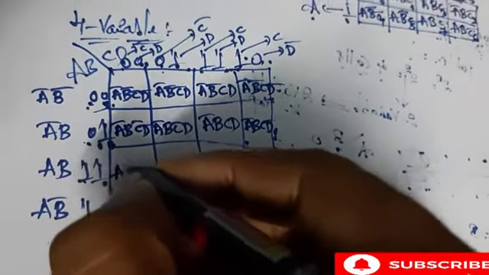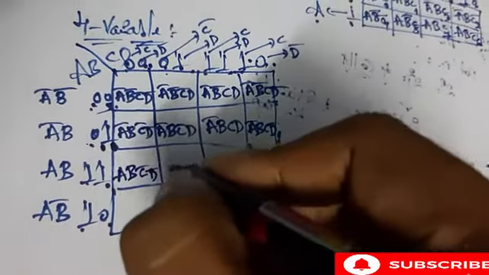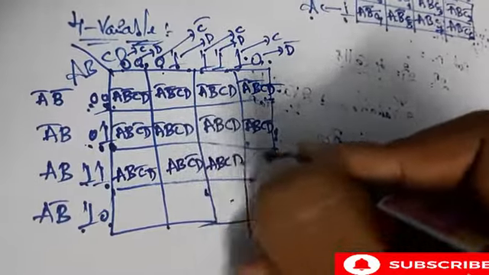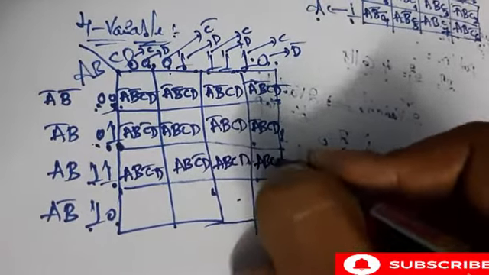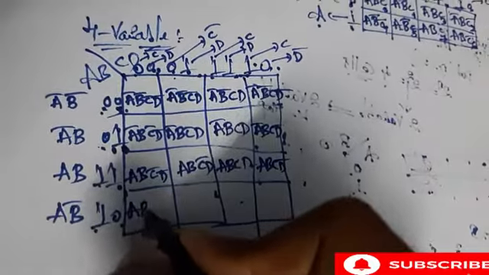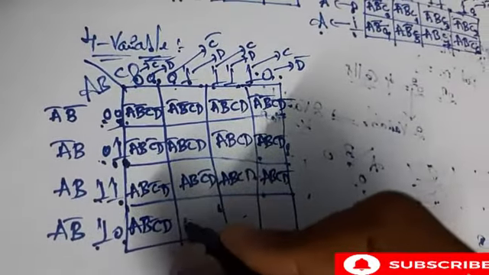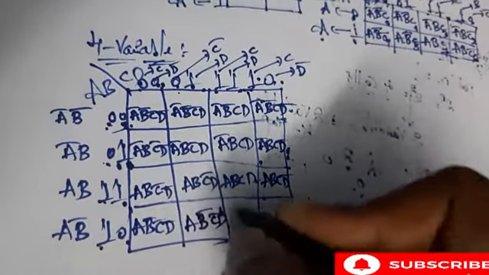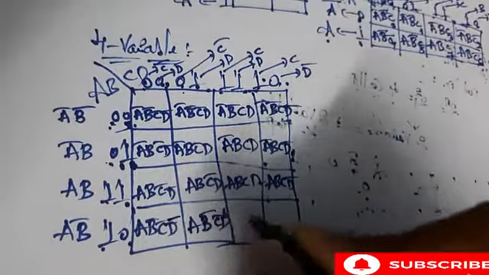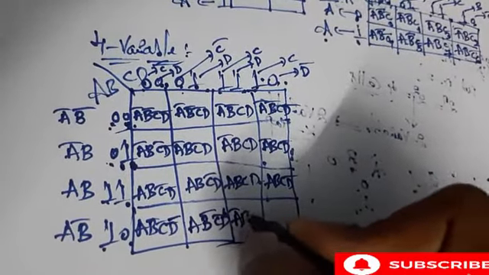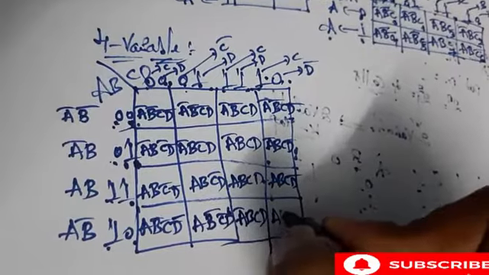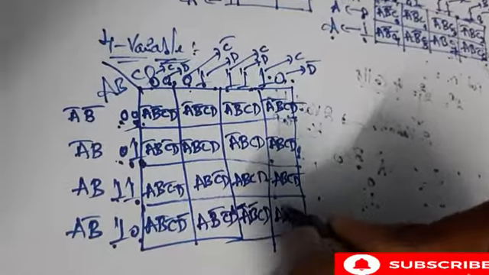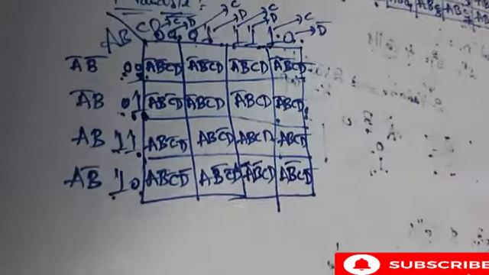A B C bar D bar, A B C bar D, A B C D, A B C D bar, A B bar C bar D bar, A B bar C bar D. Here A bar B C D, A B bar C D, A B bar C D bar.